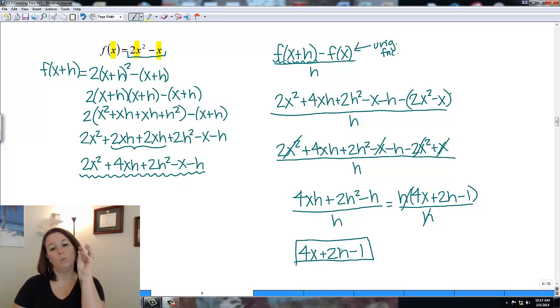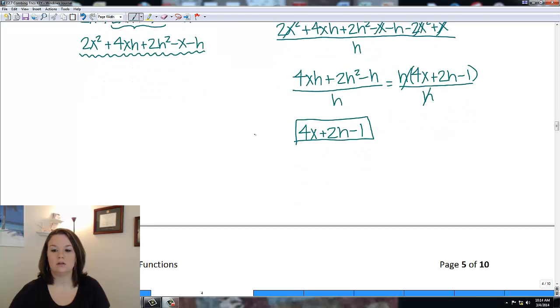Okay, so a quick rehash. We figure out what that one piece is, that f of x plus h, which is what I did over here on the left. Once we know that piece, then we just plug it in, subtract our original, divide it by h. So it's just a big simplifying problem. Okay, let's look at one more.